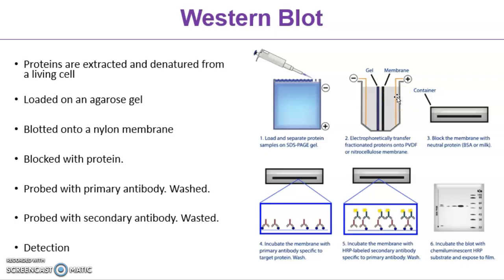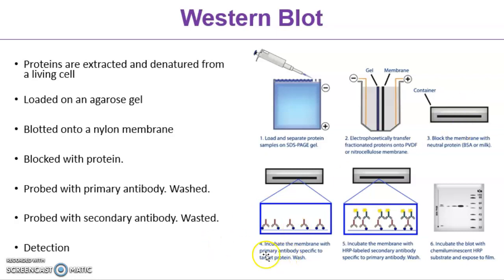So this is either PVDF or nitrocellulose. After you get it on the membrane, then you block it. Okay, so you're going to coat that membrane with BSA, so bovine serum albumin, or milk. And what that is going to do is help you to get rid of non-specific binding.